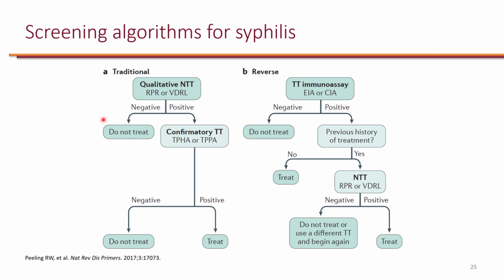Now, this is something that traditionally was used. The problem is these tests are not perfect. So when your RPR is negative, there's a chance that this actually might be a false negative and you may miss some people. So then there was the reverse algorithm, where you do the opposite. Instead of starting with the non-treponemal test, you start with your treponemal test. If it's negative, you do not treat. Whereas if it's positive, you get confirmation with your non-treponemal test and then you treat. Both of these algorithms are out there, and they have strengths and limitations, and that's because these tests are not perfect.